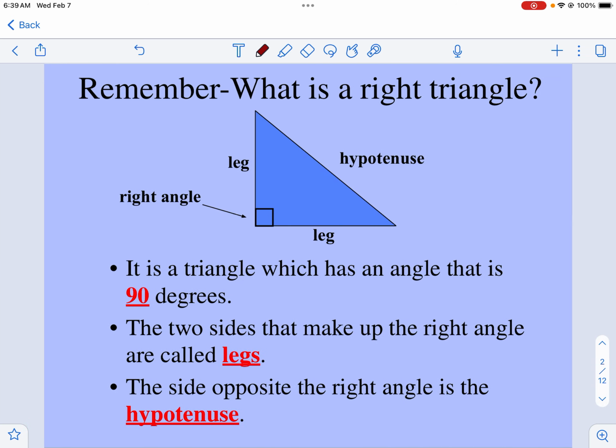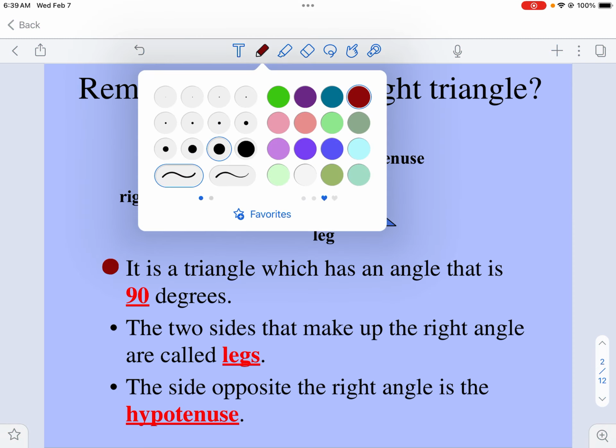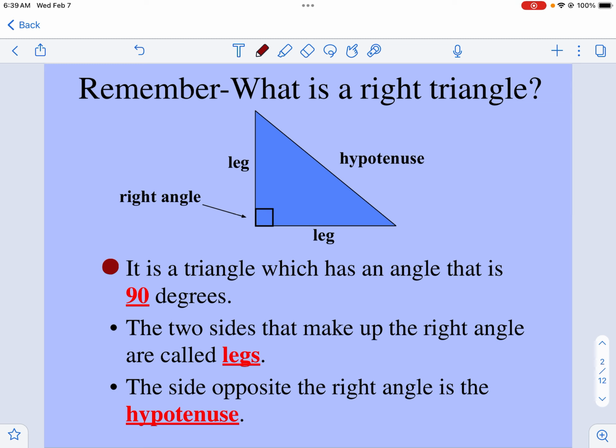So beginning with, what is a right triangle? Something to remember, we talked about this before, talked about types of triangles. Specifically, a right triangle is a triangle that has an angle that is 90 degrees. It's named by its angle, just like an obtuse triangle has an angle over 90, and an acute triangle has all angles less than 90, those kind of ideas. But yeah, it's a triangle which has an angle that is 90 degrees.